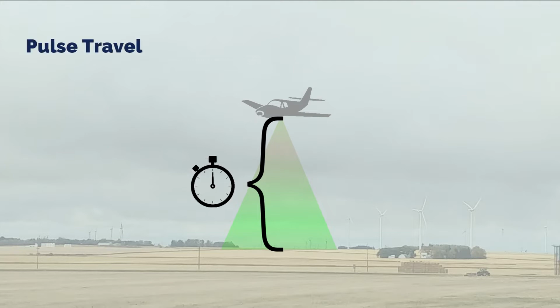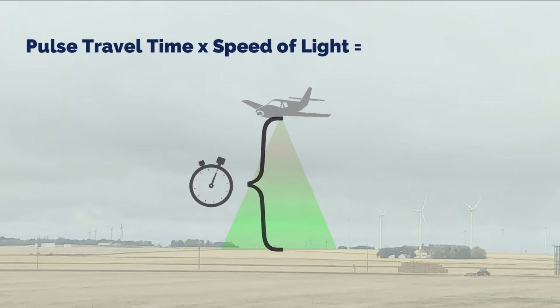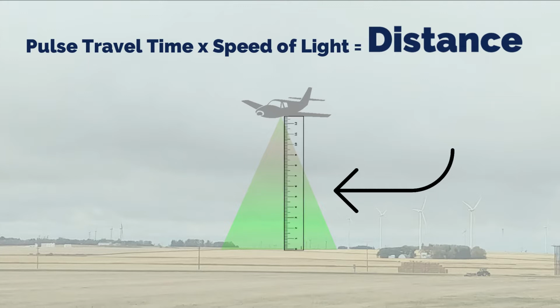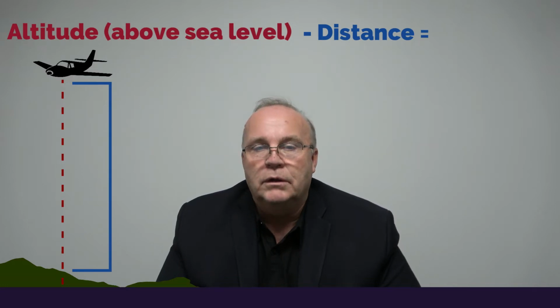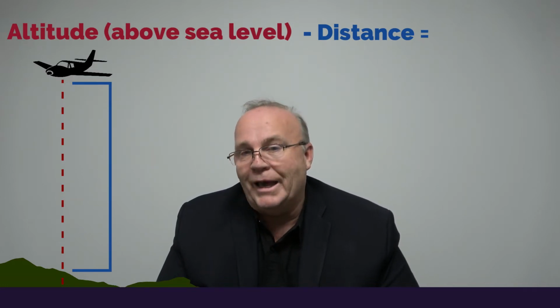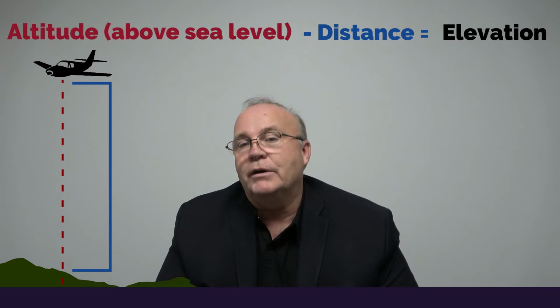And we know that light travels, well, at the speed of light, right? So we can use the speed and the travel time to calculate the distance between the plane and the ground. Now that we have the distance, we can calculate the elevation. If we record the altitude of the plane and subtract the distance between the plane and the ground, the one that we calculated using LiDAR, then we have a record of the ground elevation.